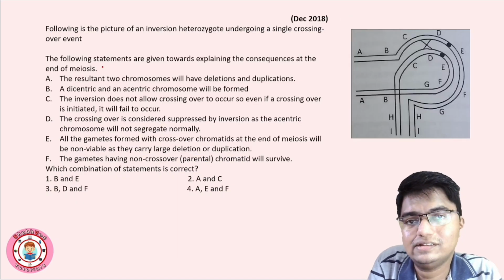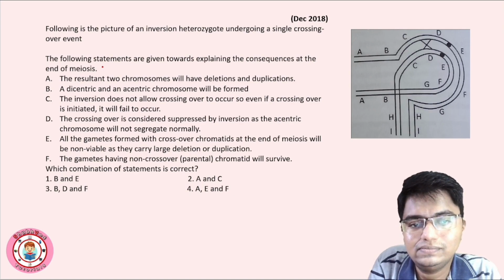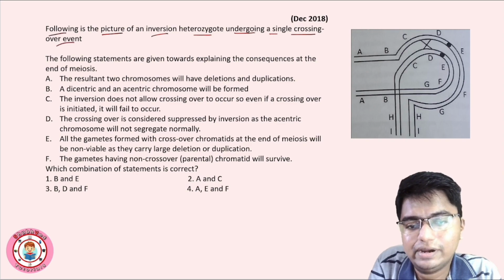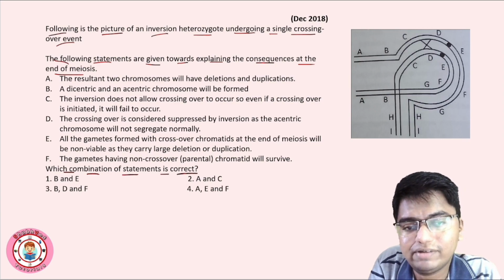There is huge repetition. बहुत सारा repetition होता है ऐसे questions में. Following is a picture of an inversion heterozygote undergoing a single crossing over event. The following statements are given towards explaining consequences at the end of meiosis. Okay, so first we will see क्या करना है. Which combinations of statement is correct. Okay, correct statements we have to identify.